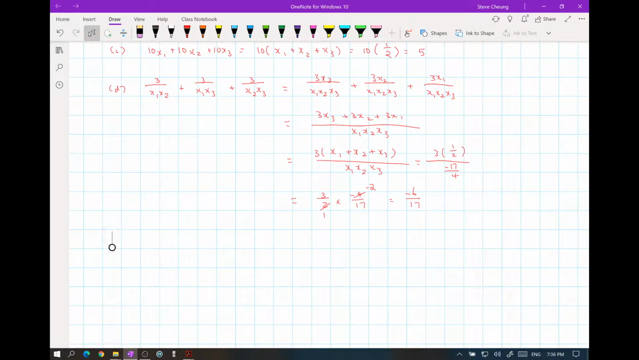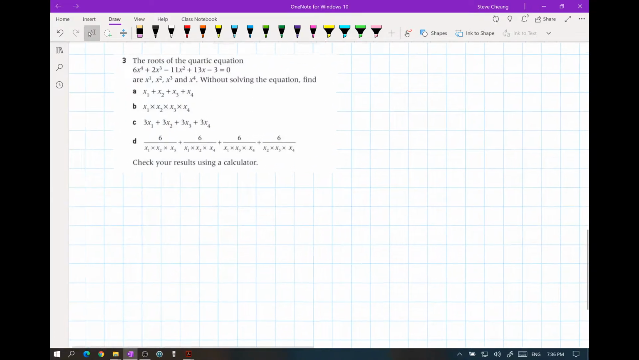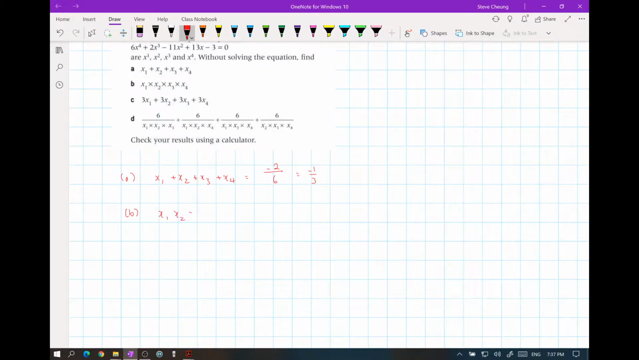And the last question, okay, this one is just with a different function. So let's go right into it. The sum would just be the cubic over the quartic. For product will be the constant term, but it's negative 1 to the power 4, so this will be positive. It's the constant term divided by the quartic.